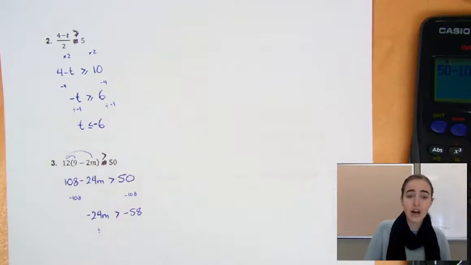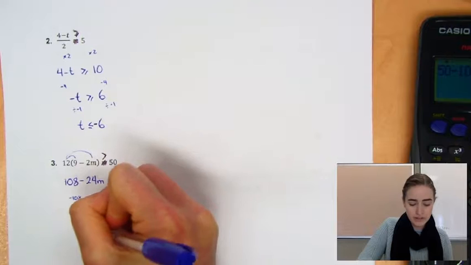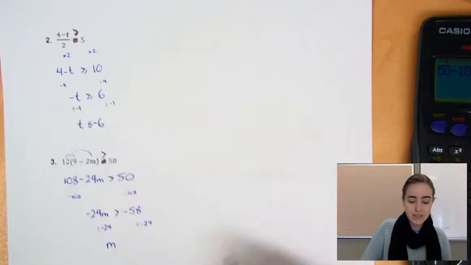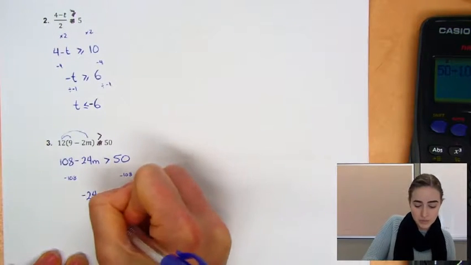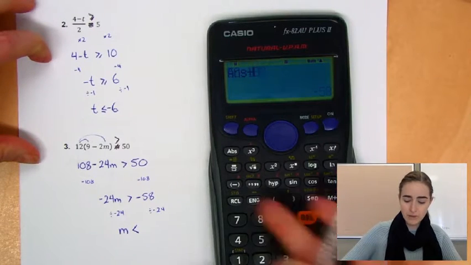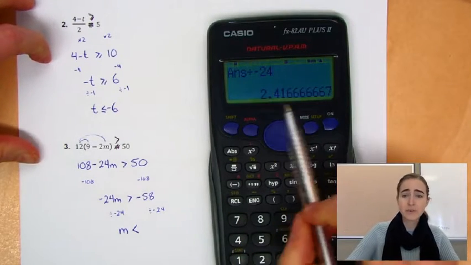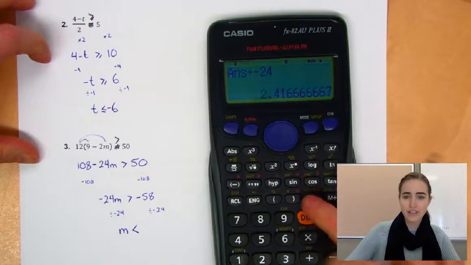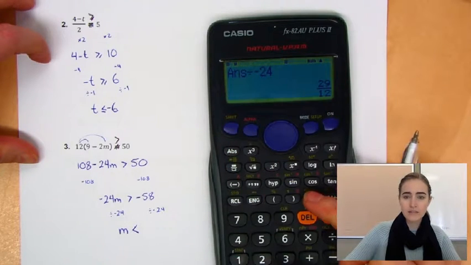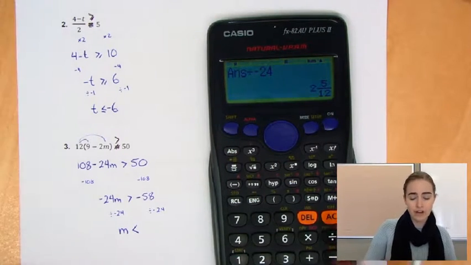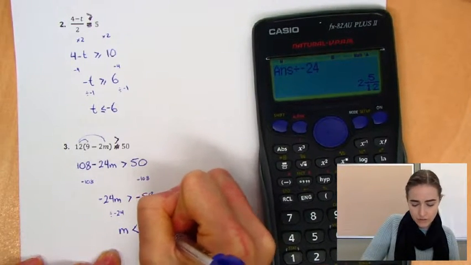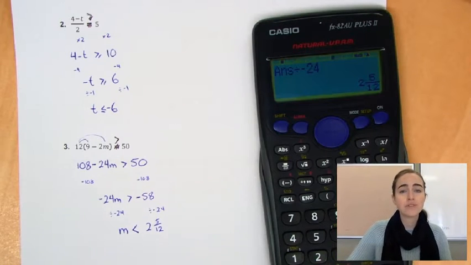And now we're going to have to divide by that minus 24 that's in front of the m. So we would end up with m is, and because we're dividing by a negative, we're going to switch that inequality sign. So it'll be m is less than minus 58 divided by minus 24. Now that gives us a pretty horrible decimal, so let's write it as a fraction instead. We could write it as 29 over 12, or we can write it as a mixed numeral, 2 and 5 over 12. So m is less than 2 and 5 over 12. So that's a few examples of solving inequalities.